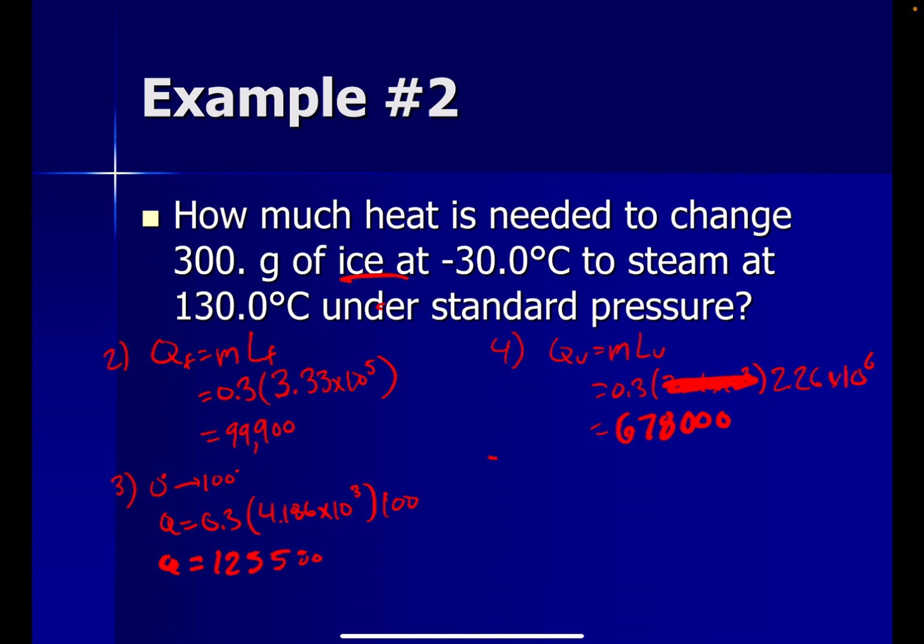And then lastly, Q equals mcΔT, and this is for our steam. Our steam is now evaporated. We want to change our temperature to go from 100 to 130. And so the amount of energy that takes is equal to 0.3 times our specific heat, 2.01 times 10 to the 3rd, times our change in temperature, which is 30 degrees. We type that in, 0.3 times 2.01 times 1,000 times 30, and we get 18,090.